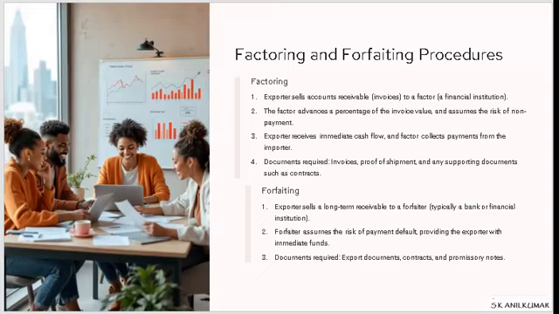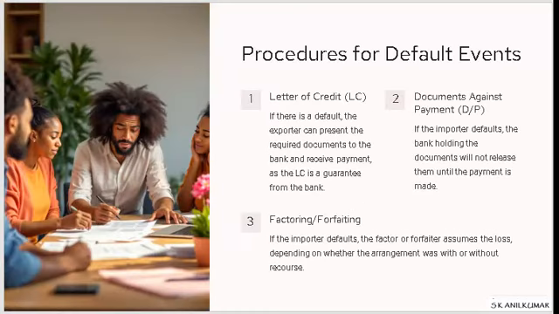Now let us describe the procedure used in various instruments in case of a default. Now, letter of credit. If there is a default, the exporter can present the required documents to the bank and receive the payment, which means the seller will present the documents to the seller's bank or nominated bank, or the seller will present the documents to the confirming bank, or the seller can present the documents to the issuing bank, and then they will get the payment. As long as the documents are compliant, they will get the payment. They will receive the payment against documents that evidence having met the terms and conditions specified in the LC.